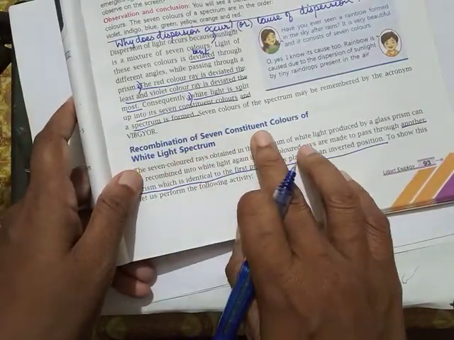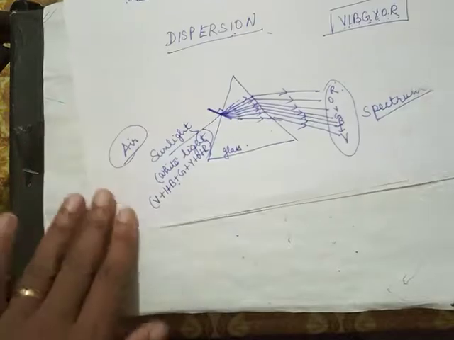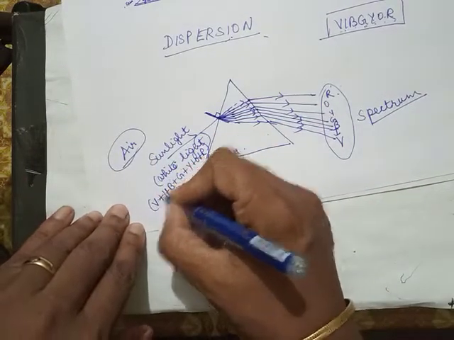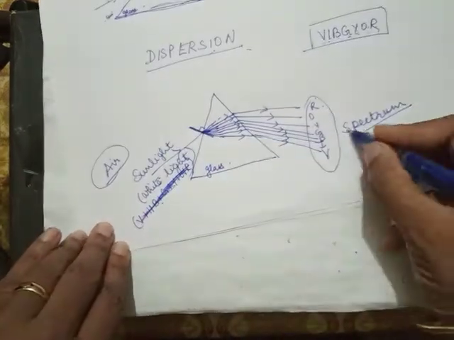Okay. Now, reconstitution of the 7 constituent colors of the white light spectrum. Now, this diagram is very important. You need not show all this.